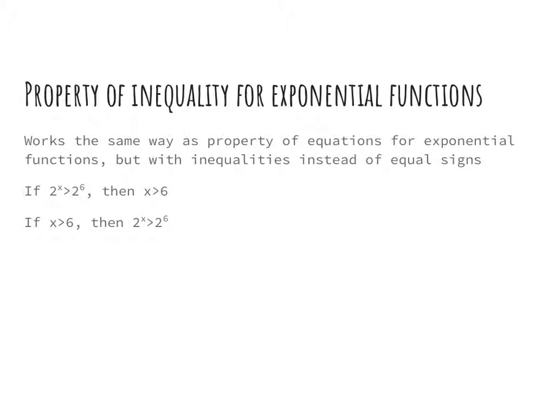The last thing we're going to do is solve exponential inequalities. To do that, we're going to use the property of inequality for exponential functions. That works the same way as the property of equations for exponential functions, but we're going to use the inequality instead of the equal sign. So if we have 2 to the x is greater than 2 to the 6th, then we've got x is greater than 6. So once the base is the same, we take the two exponents and we use the same inequality symbol that was in the problem. So we set those and then we solve for x.